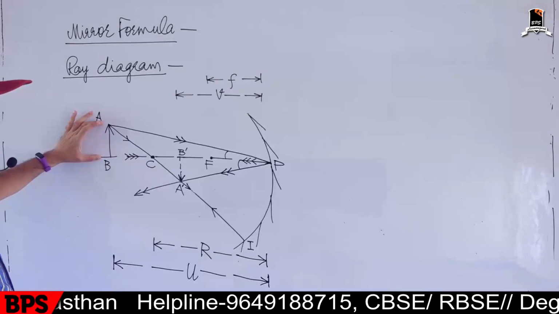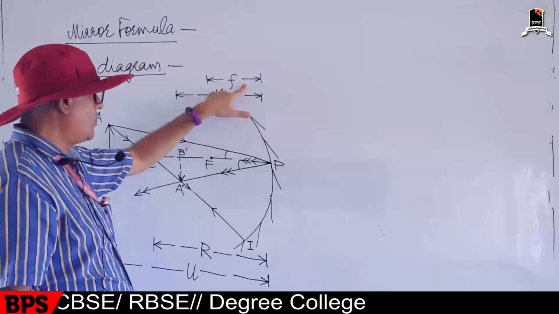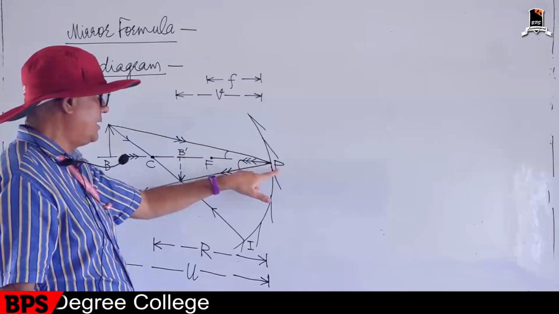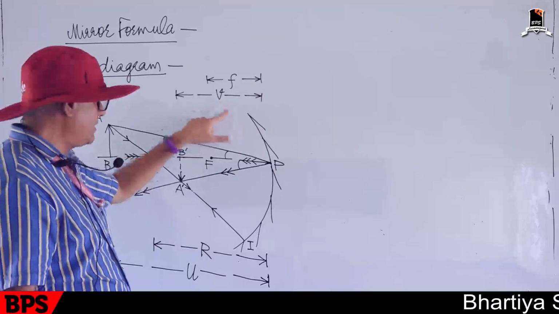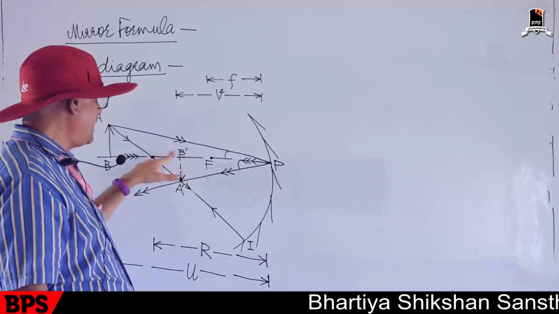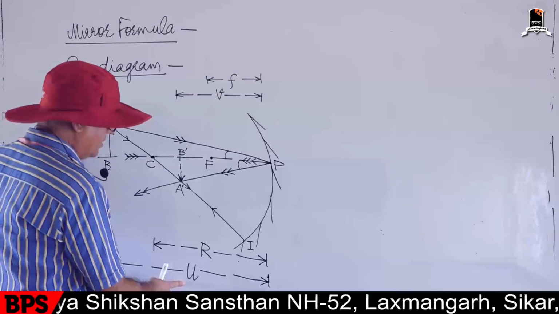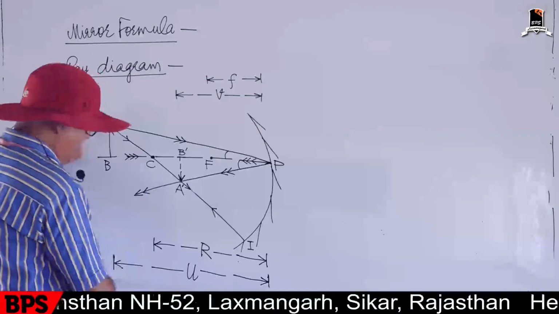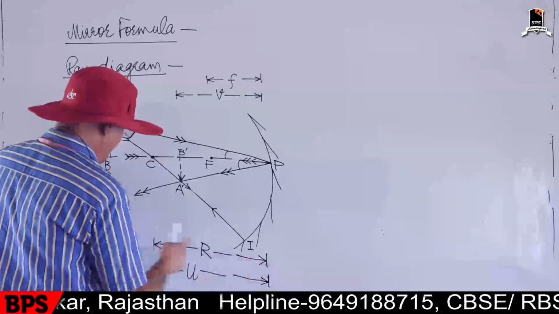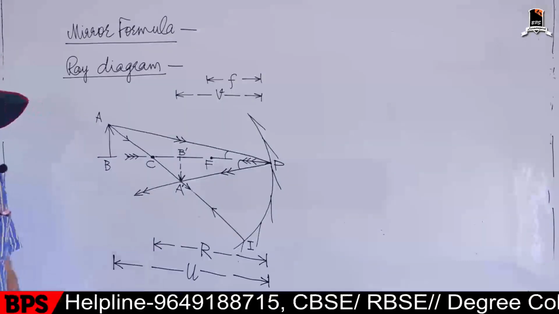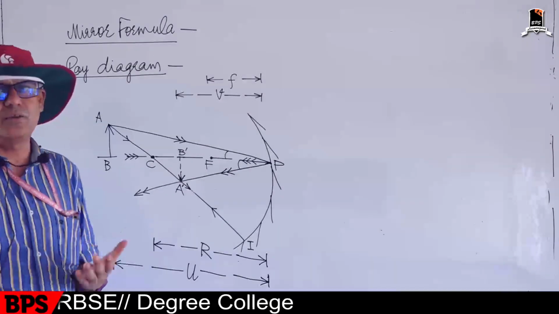of the object AB. The distances involved are: F is the focal length of the mirror, that is the distance between P and F. V is the image distance, that is the distance between P and B dash. U is the object distance, the distance between P and B, and R is the radius of curvature of the mirror, the distance between P and C. Now we'll use the similar triangle theorem.